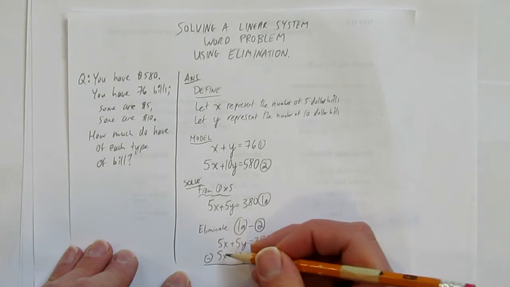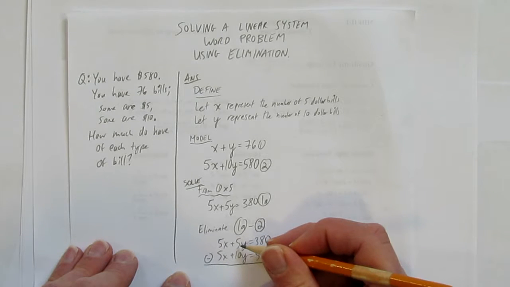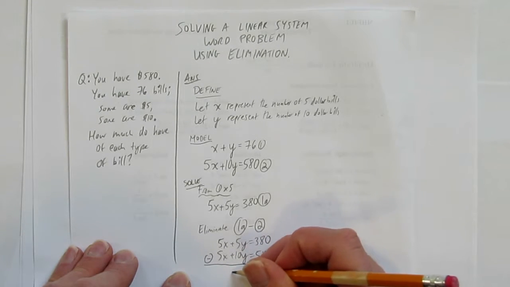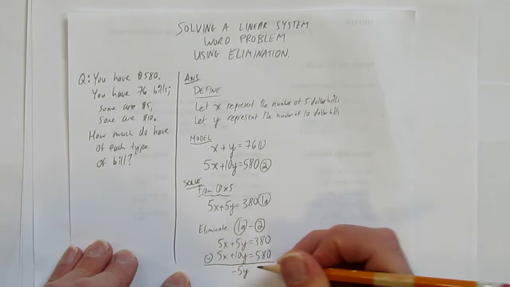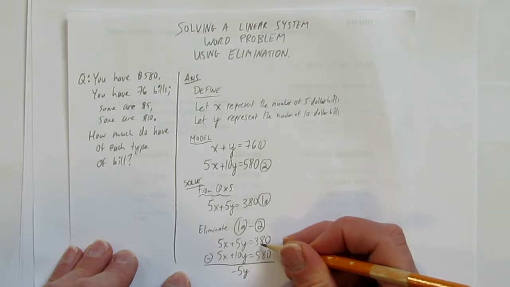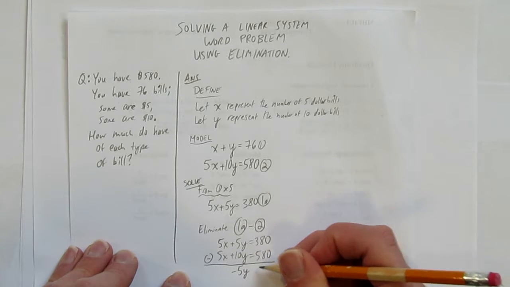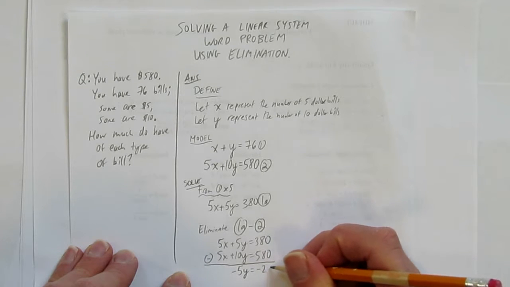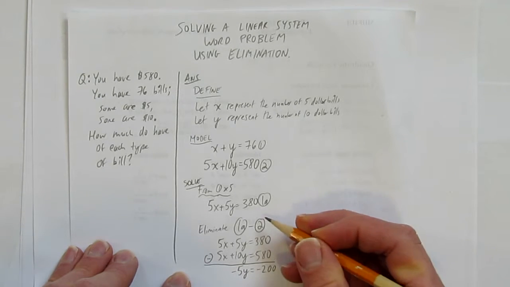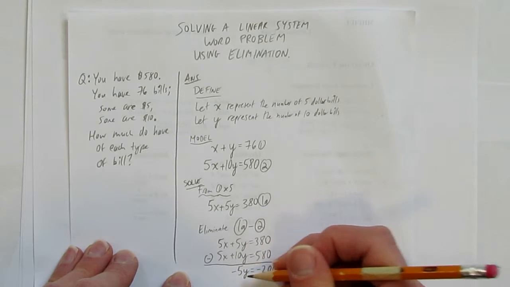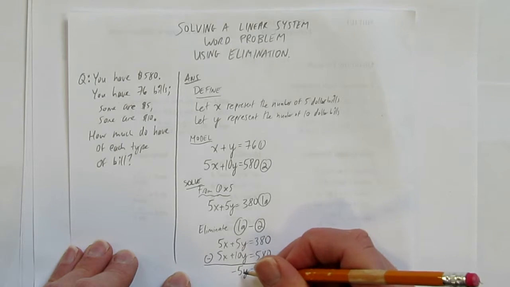I was trying to eliminate the x's and I succeeded. 5y take away 10y leaves negative 5y. And 380 take away 580 is going to give negative 200. I'm almost there. I've got rid of the x's. I just need to get these y's by themselves, but it's easy.